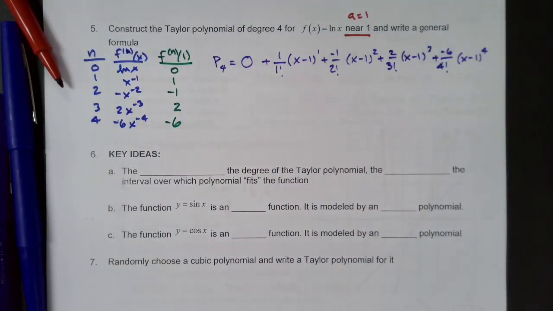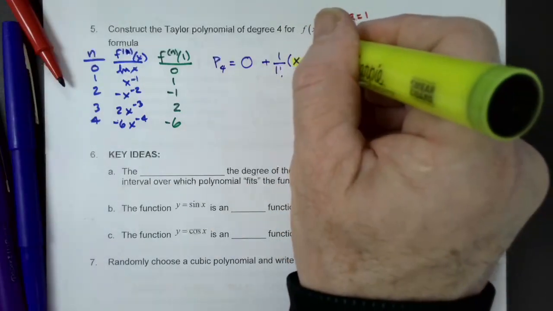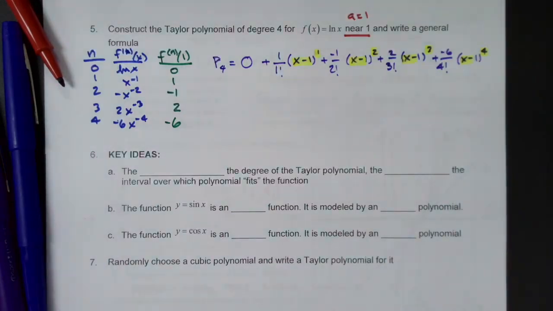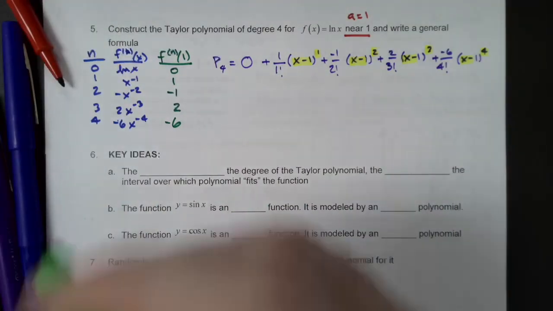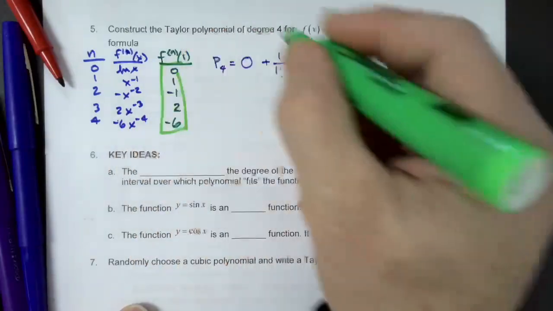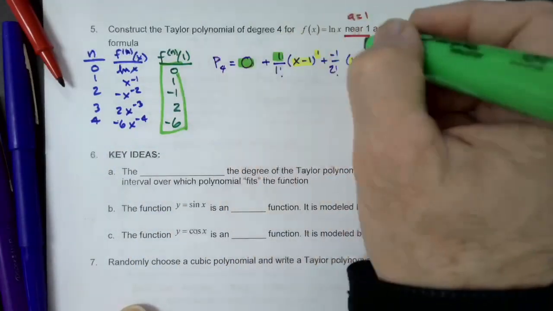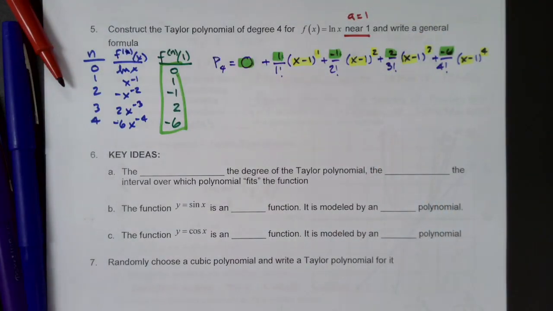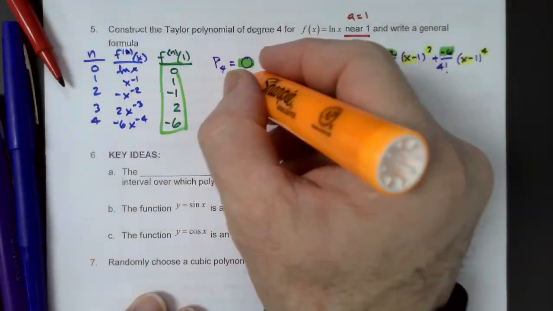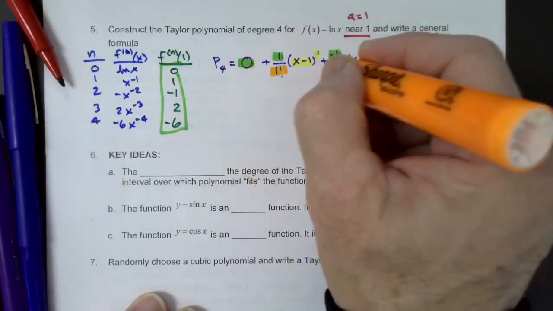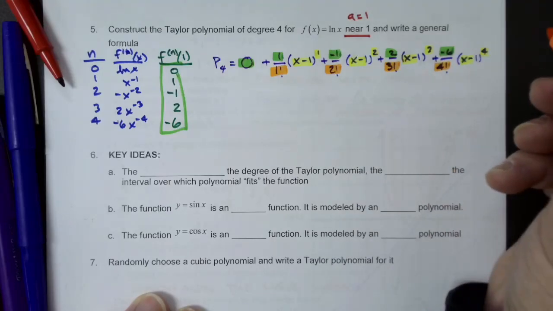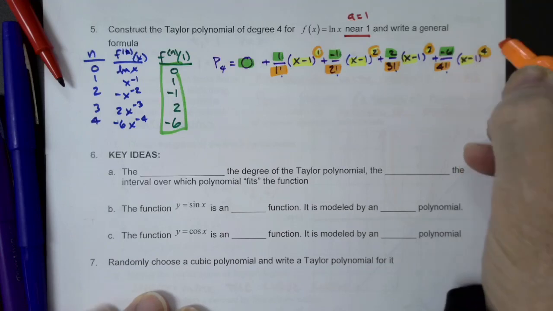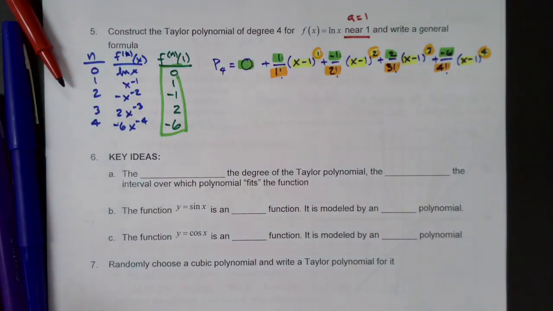And so again, each one of these guys is to the power. That's that general term there. All of these are here: negative 1, 2, negative 6. And then in our general formula, this is over 0 factorial, 1 factorial, 2 factorial, 3 factorial, 4 factorial. Those have to match these numbers here. That's the pattern of our Taylor series.